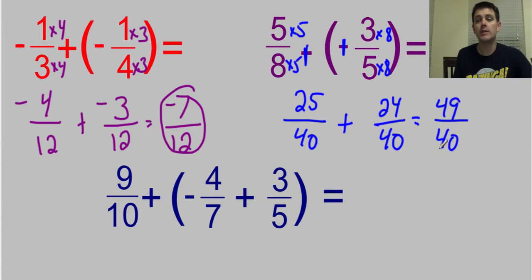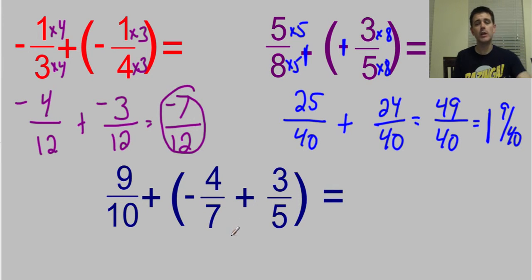Simplify means not only dividing numerator and denominator by a common factor, but also changing it into a mixed number if it happens to be improper. In this case, it's improper. So I ask how many times can 40 go into 49, and I say one whole time with 9 left over. Last one down here, bigger problem, so I'm going to have to work a little bit harder here.